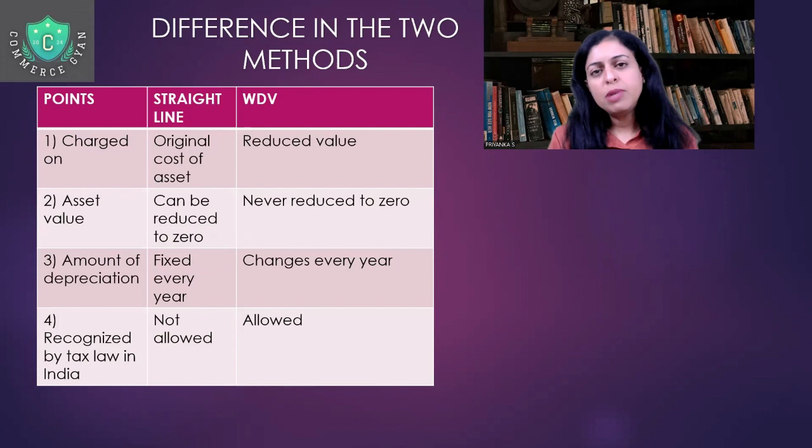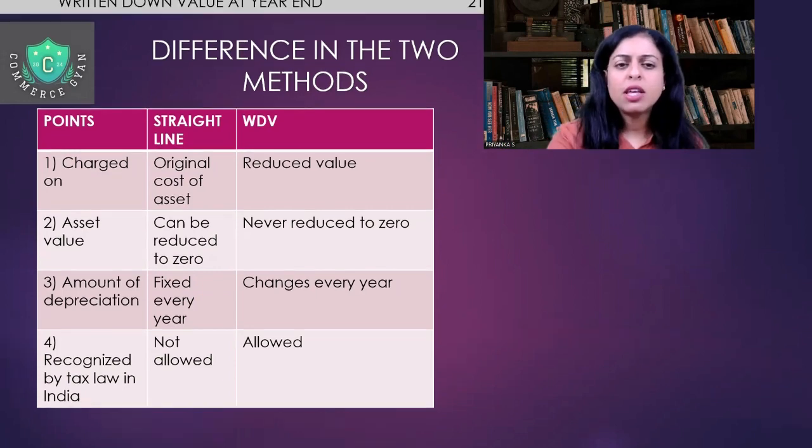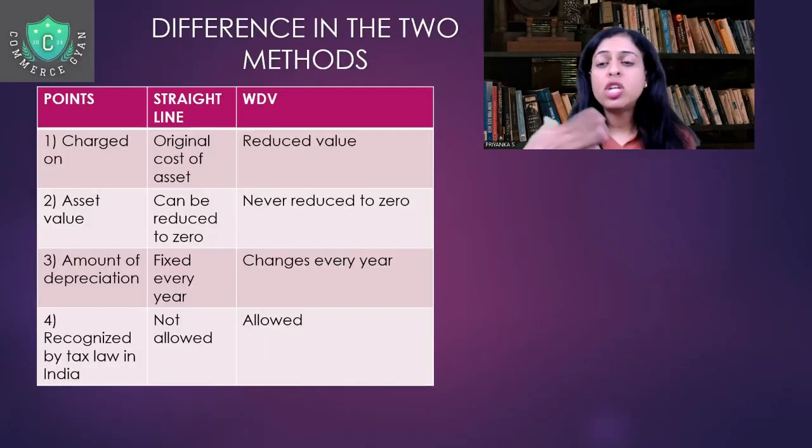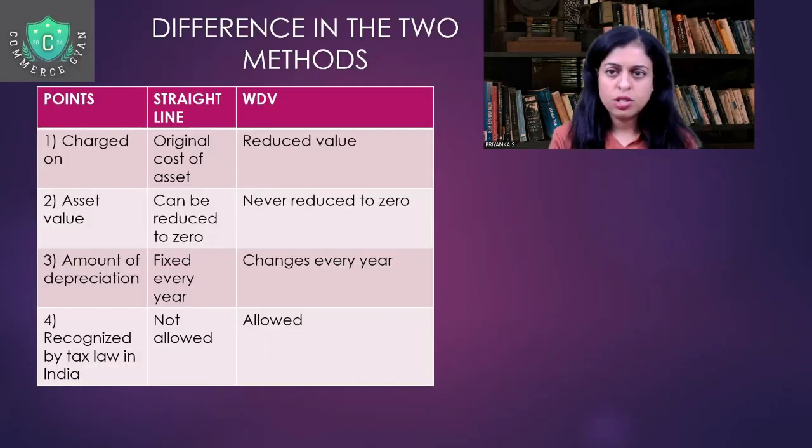Correct? What will be the value of the depreciation? In the straight line method, it is the same every year: 2,70,000, 2,70,000. Every year you're charging the same amount of depreciation. Is this the same in the case of written down value? See here. Every year, is it the same? No. First year it was 3 lakhs, second year it is 2 lakhs 70, third year it is 2 lakh 43,000, isn't it? So every year there will be a change in the amount of depreciation. The percentage will remain the same, but the amount of depreciation will change.